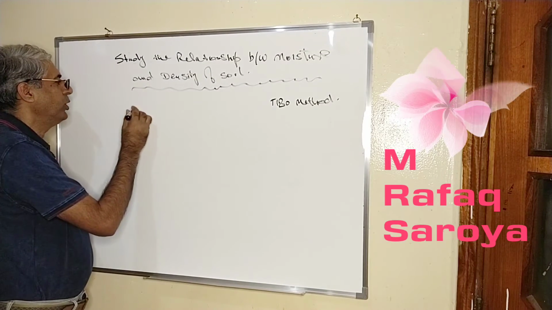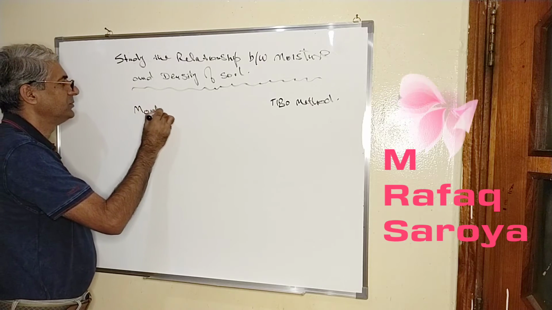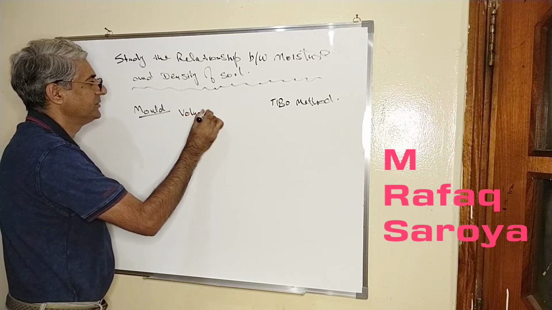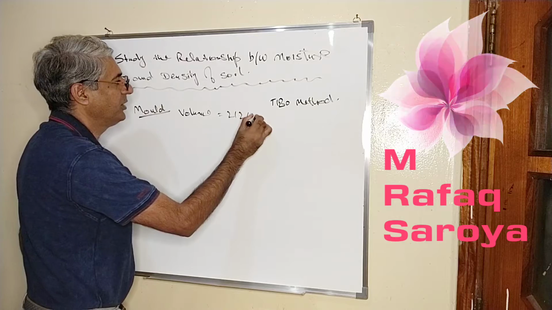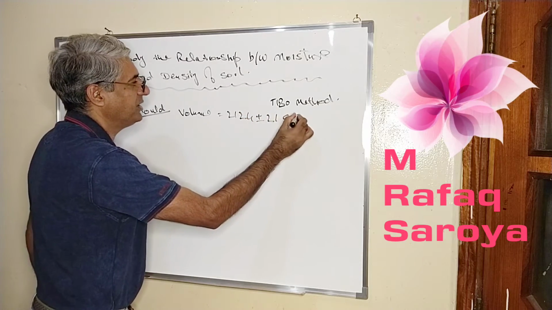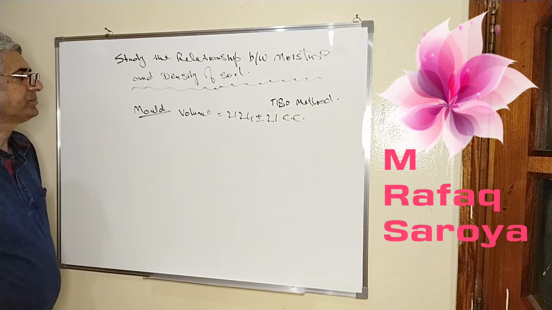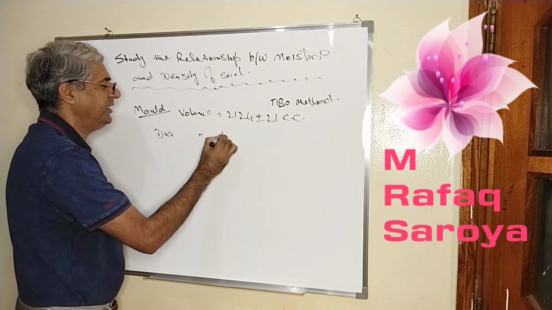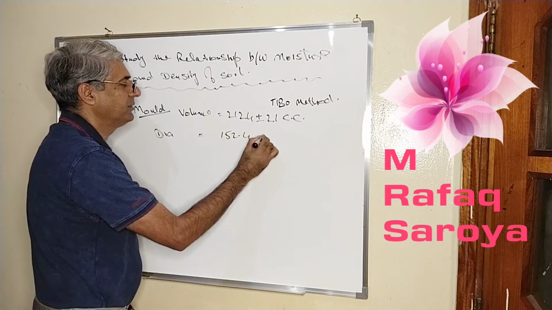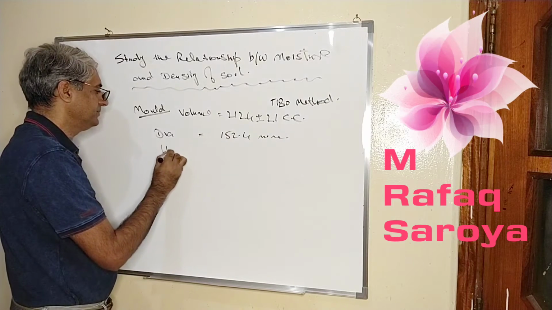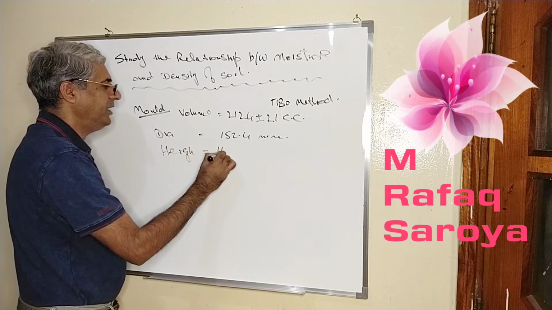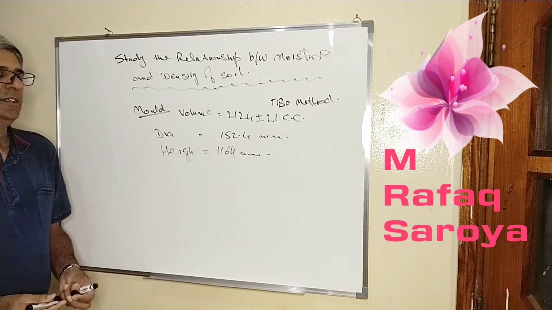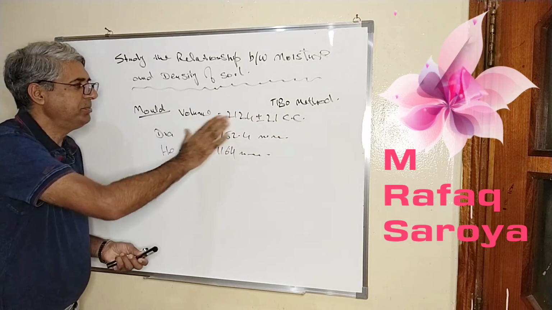First of all, the mold which we are using, we need to know its volume. It is taken as 2124 plus or minus 21 cubic centimeter. This is the volume. And the internal diameter is taken as 152.4 millimeter. Then the height is 116.4 millimeter. Now, this is just a brief introduction about this mold.